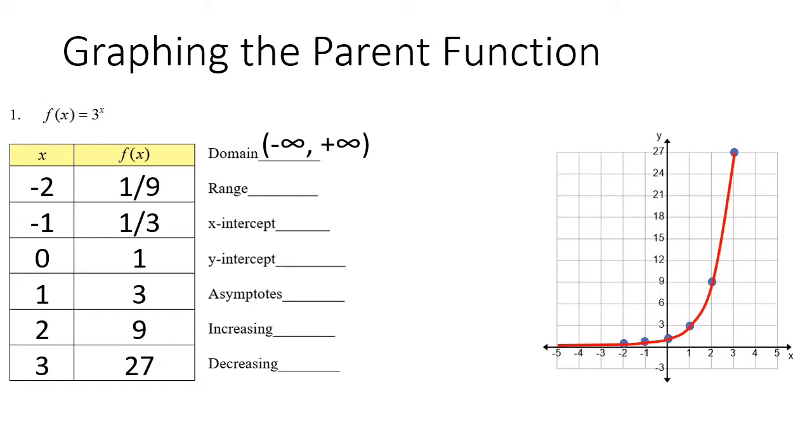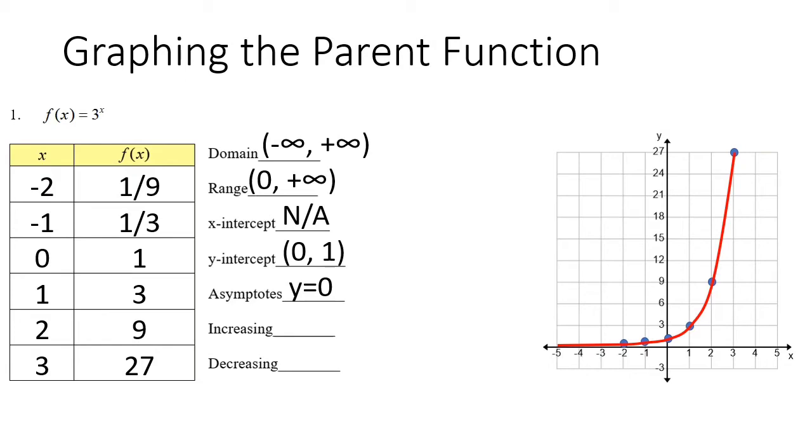My domain, as mentioned before, is -infinity to +infinity, otherwise known as all real numbers. My range, as you can see from this, is from 0 to infinity. My x-intercept, there is no x-intercept for the parent function. My y-intercept is 1. Do I have any asymptotes? Yes, I do. I have a horizontal asymptote at y equals 0.